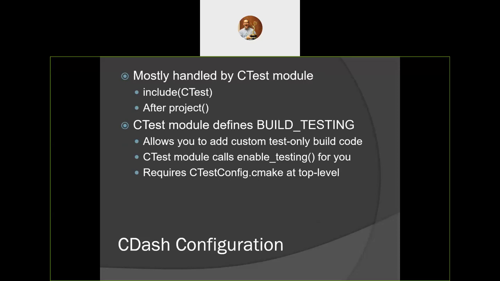That will call enable_testing for you and then set this BUILD_TESTING variable. You can use that to define whether or not you're going to add test cases to your build in the configure step. This requires a CTestConfig.cmake at the top level of your tree, and this is what configures the connection to the CDash dashboard.